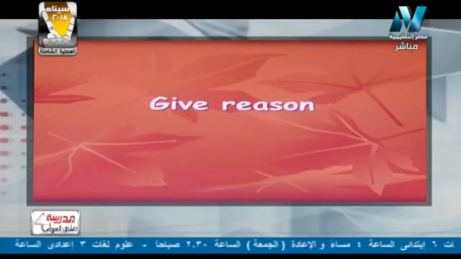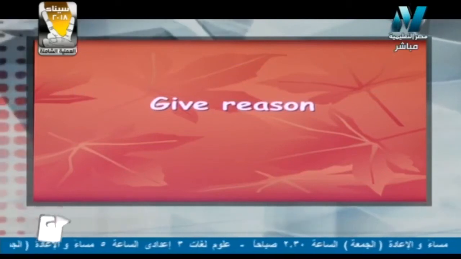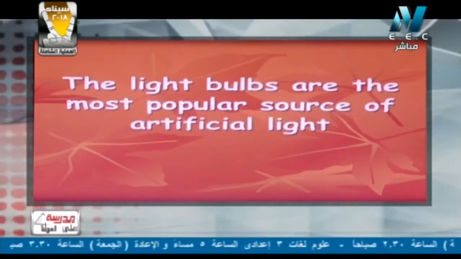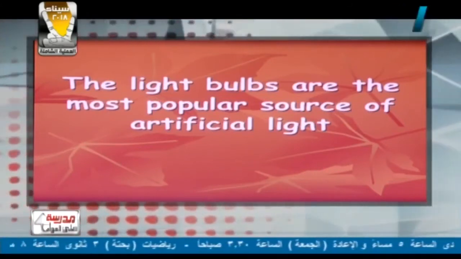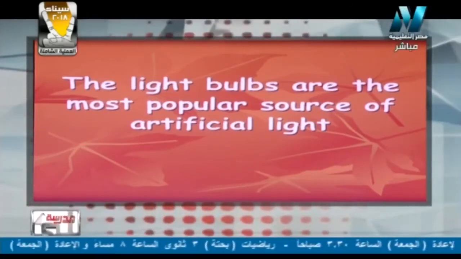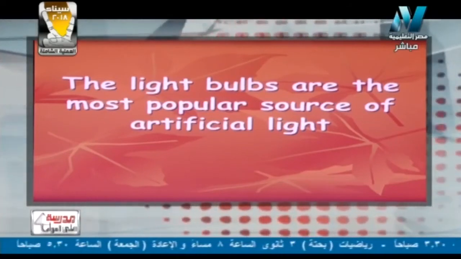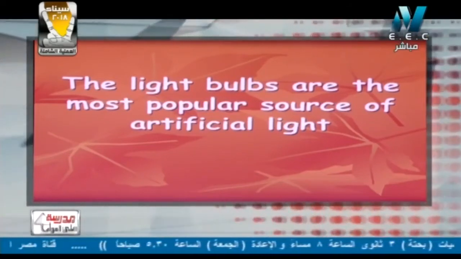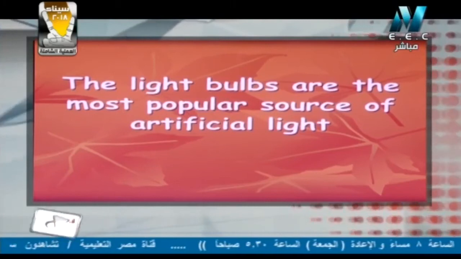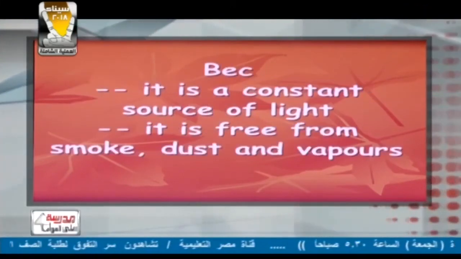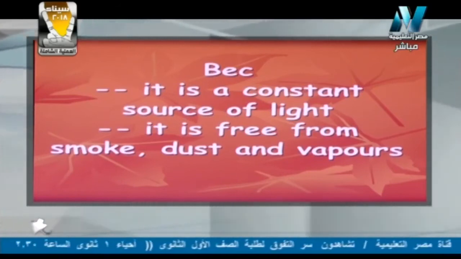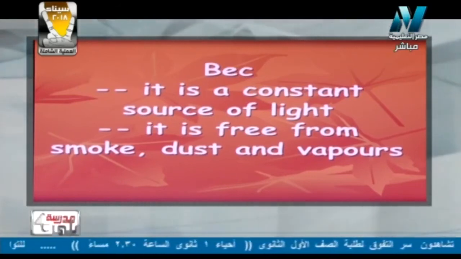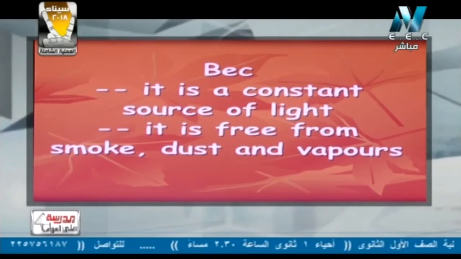So now I have some give-reason questions to summarize what we have started today. The first question says the light bulbs are the most popular source of light. The word popular means common, well known, or widely used. Why is the light bulb the most widely used artificial source of light? Because, as I said, it's a constant source of light. It's free from smoke, dust and vapors. It also doesn't cause any vapors, smells or fumes.